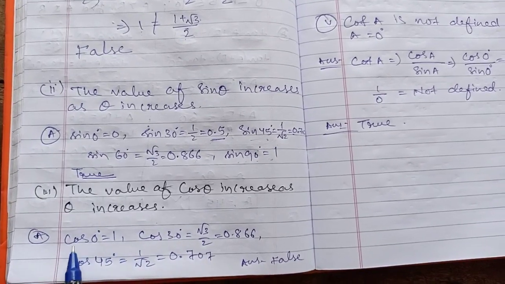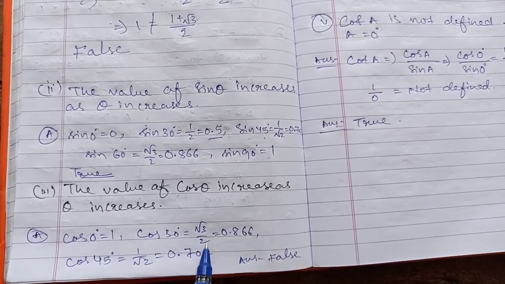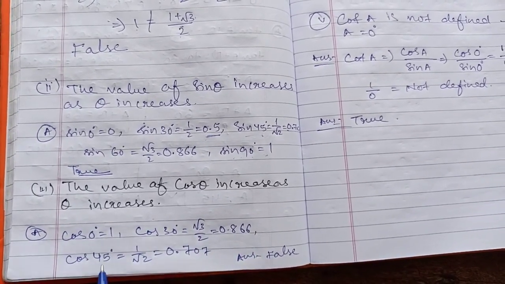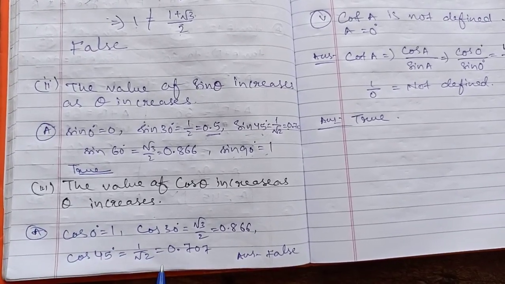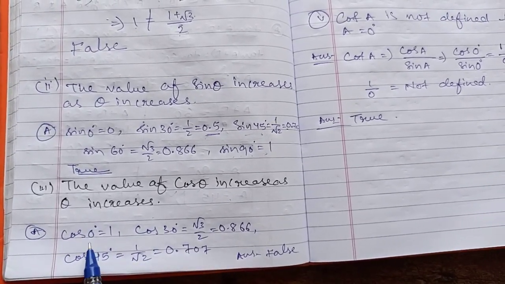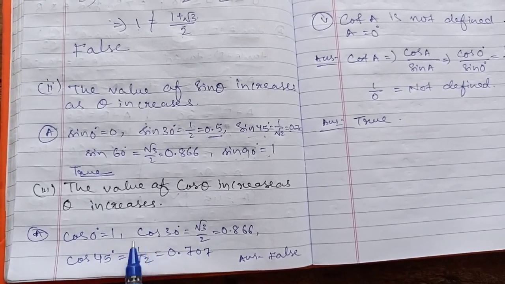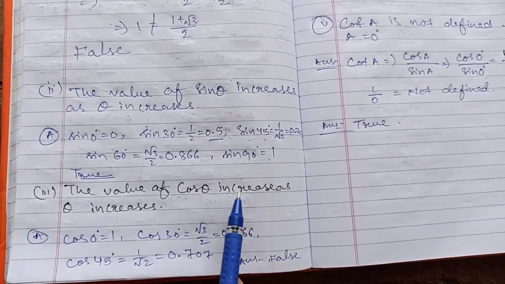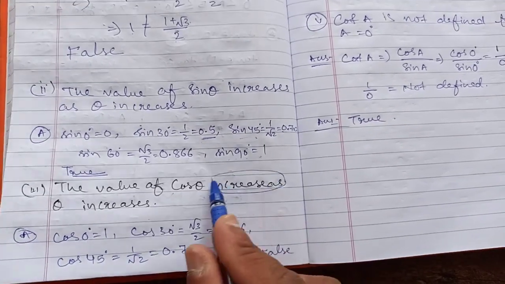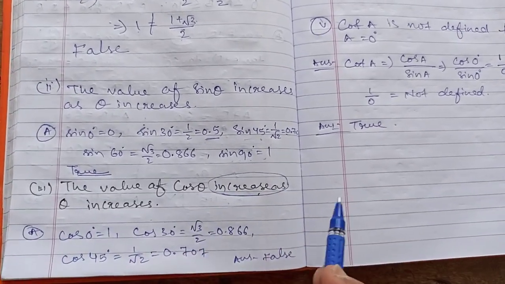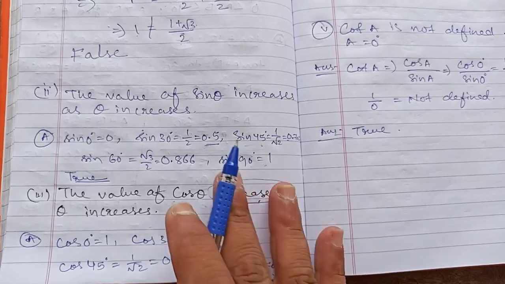Still, cos 0 is 1, cos 30 is root 3 by 2, which is 0.866, cos 45 is 1 by root 2, that is 0.707. So obviously you can see 1, 0.8, 0.7, it is decreasing. So the value of cos theta is not increasing, it is decreasing when theta is increasing. So the statement is false.